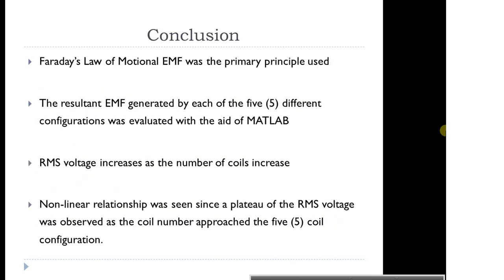So to conclude, the objective of this project was completed, and the results obtained were that the RMS voltage increases as the number of coils increases. However, a non-linear relationship was seen since a plateau of the RMS voltage was noted as the coil number approached a 5-coil configuration. Thank you for your time.